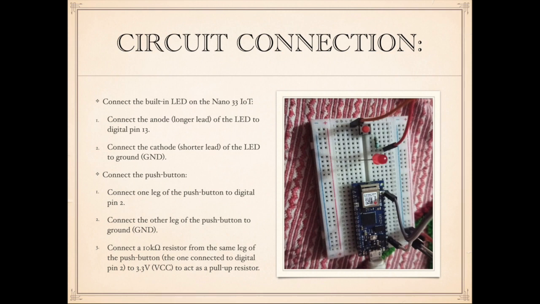These are the steps to connect the push button. There are a few steps to connect the push button with the Arduino Nano. Step number 1 is to connect one leg of the push button to a digital pin, and the second step is to connect the other leg of the push button to the ground of the Arduino Nano 33 IoT board. And step number 3 is to connect a 10k ohm resistor from the same leg of the push button to the VCC to act as a pull-up resistor.